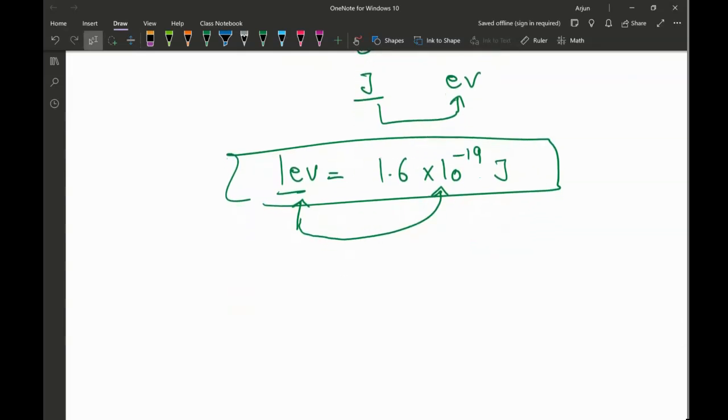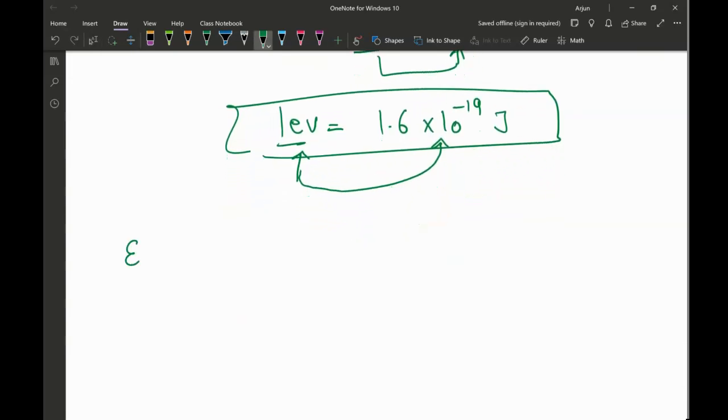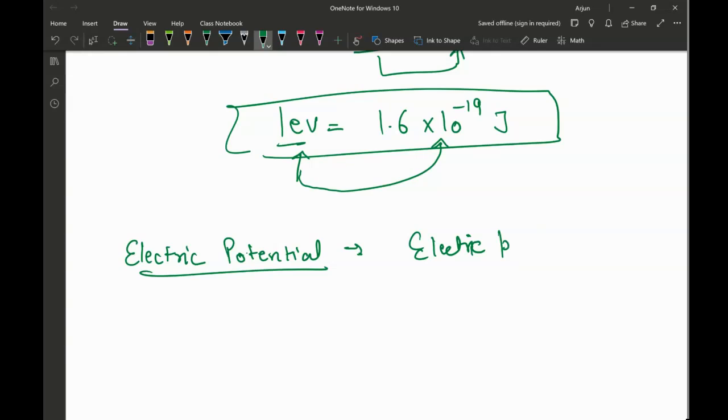All right. Now, let's look into the next thing, that is electric potential. So what is electric potential? The definition of electric potential is electric potential energy divided by charge. That is electric potential.